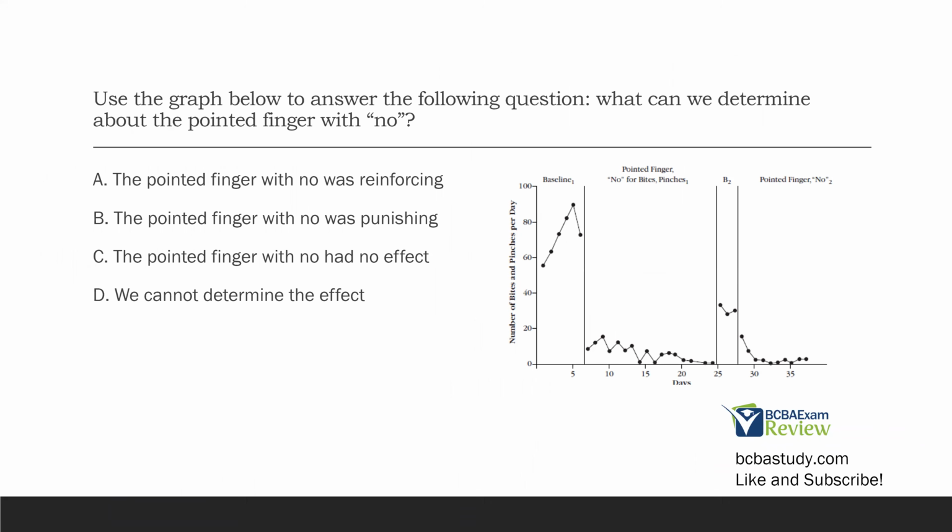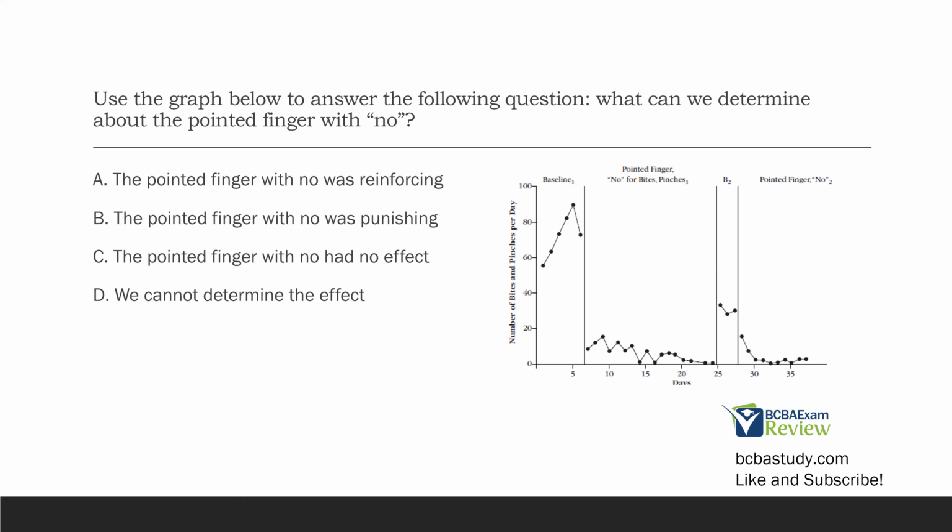Graph below to answer the following question. What can we determine about the pointed finger with no? Graphing questions on the exam are going to look similar to this, and this is straight from the Cooper book, okay? So they're going to look like this, and they're going to be a little complex at first glance.